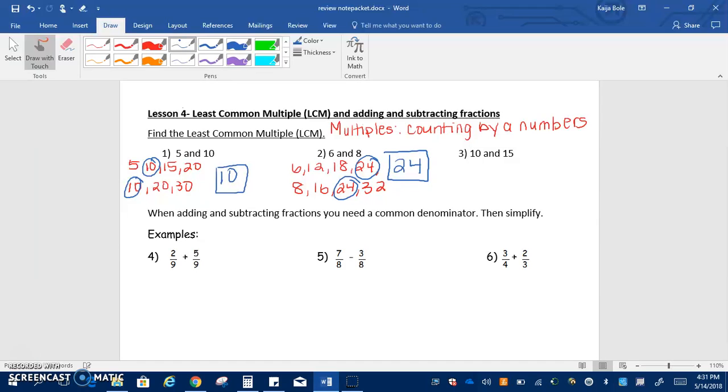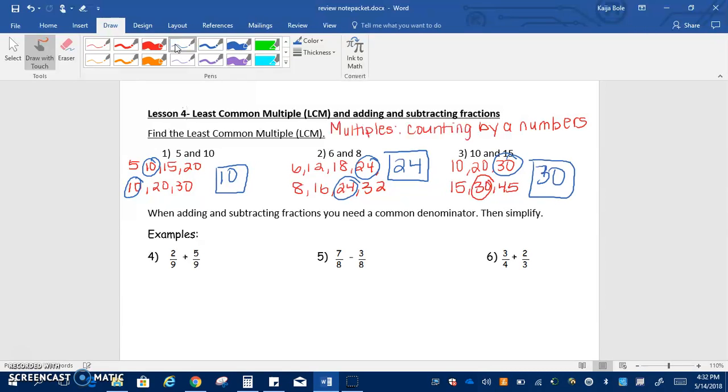And now between 10 and 15, this is very similar to number 1. If I list the multiples of 10, we know it's 10, 20, 30, etc. 15, let's see, I have 15, 30, 45. You can see that our smallest one they share would be 30. So our least common multiple would be 30.